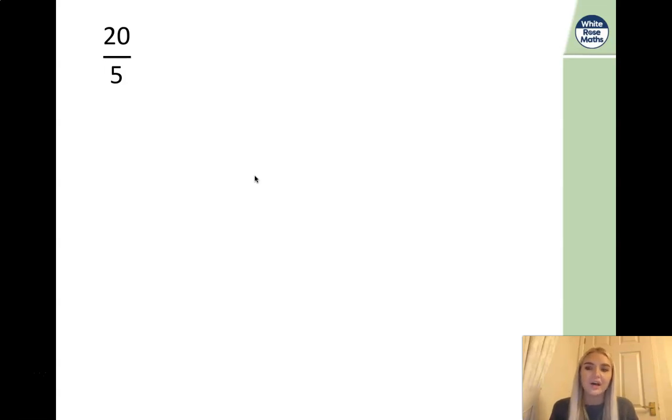Let's have a look at another example, and I want your help with this one. I want to know how many wholes this fraction will make. Thinking that my denominator is 5, so what is one whole going to be? How many wholes am I going to have to make? Pause the video and have a think. Okay, how did you do?